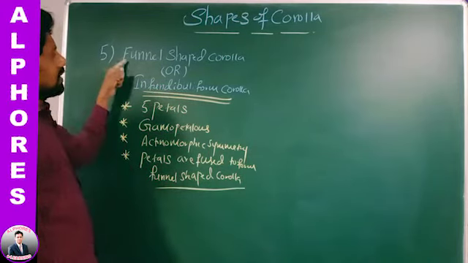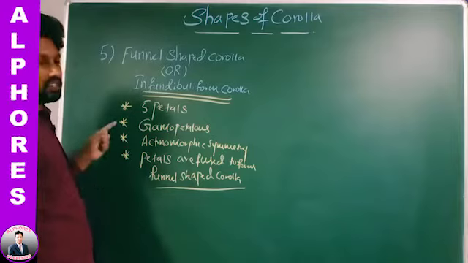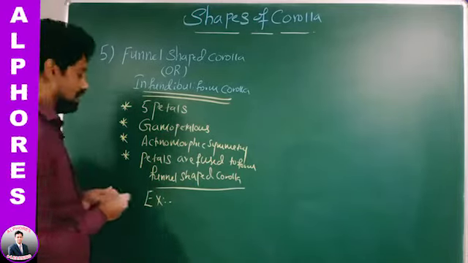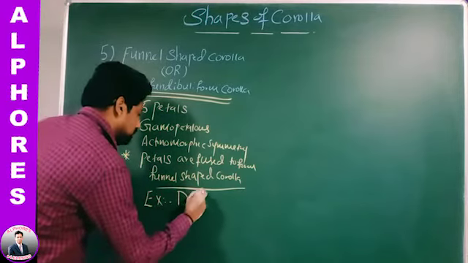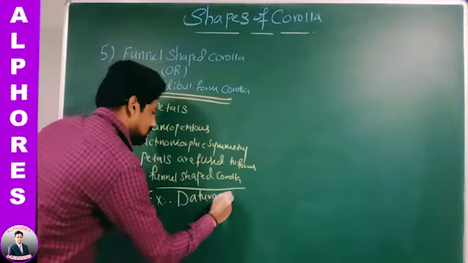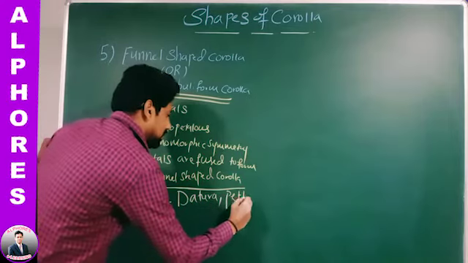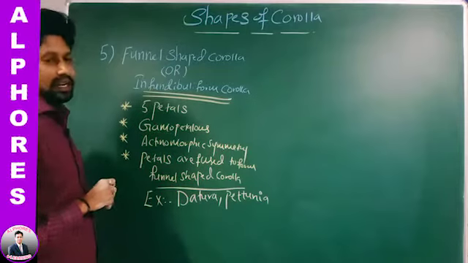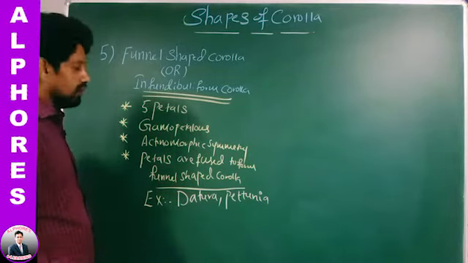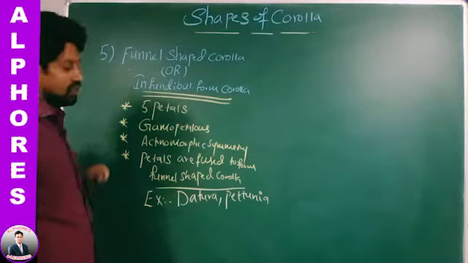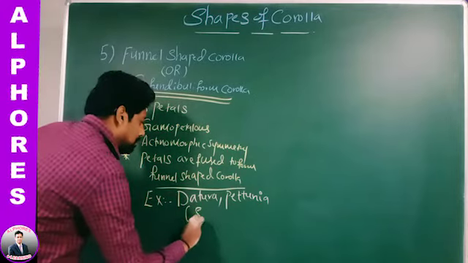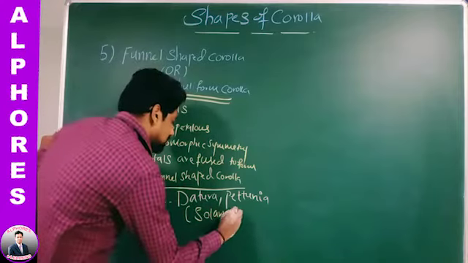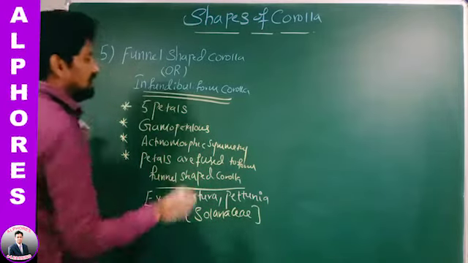For this funnel-shaped corolla or infundibuliform corolla, I am writing examples. First one is Datura. Second one is Petunia. Therefore, Datura and Petunia are examples for funnel-shaped corolla. Both come under which family? Solanaceae family.